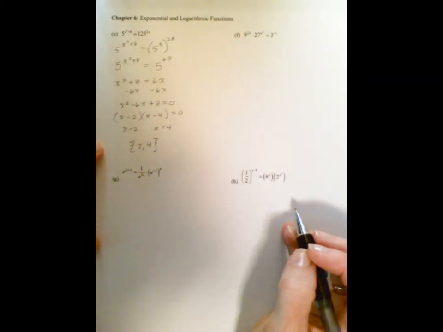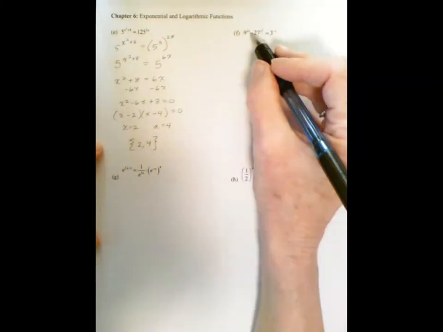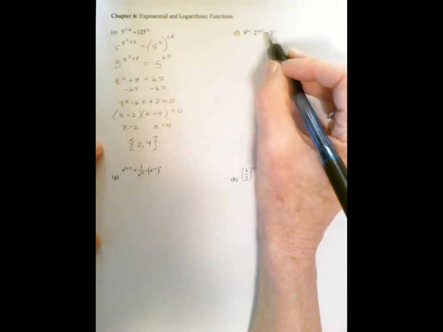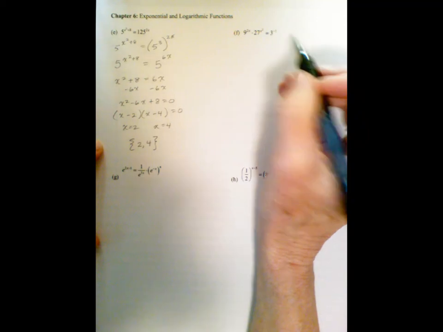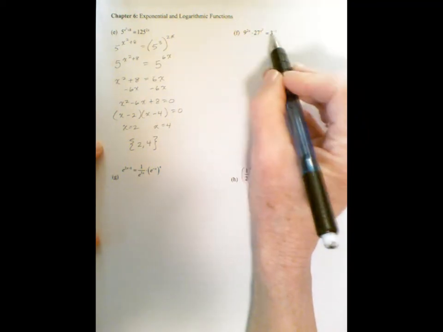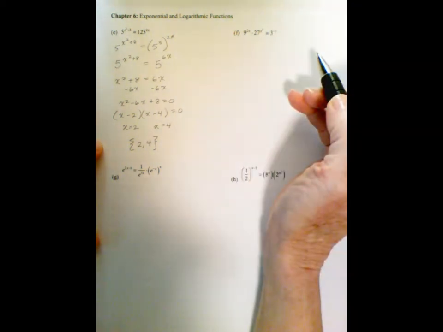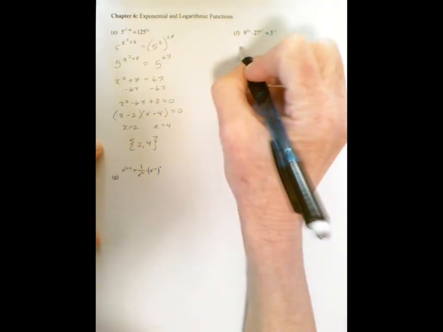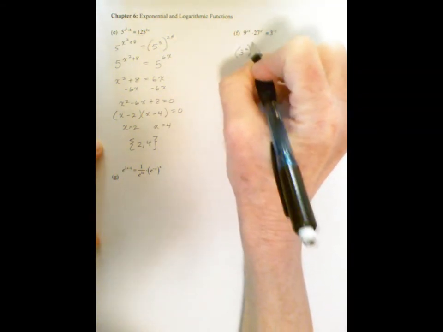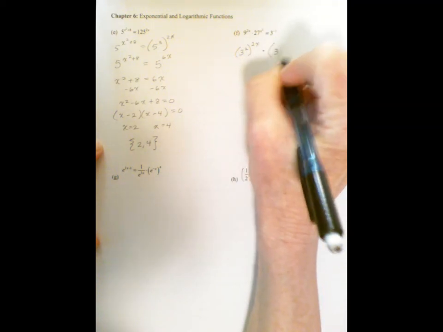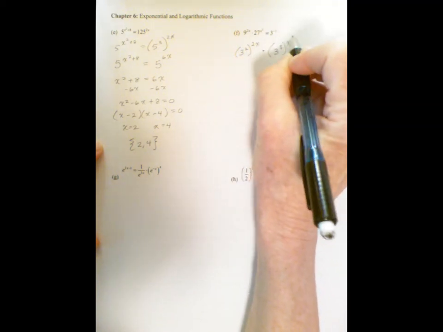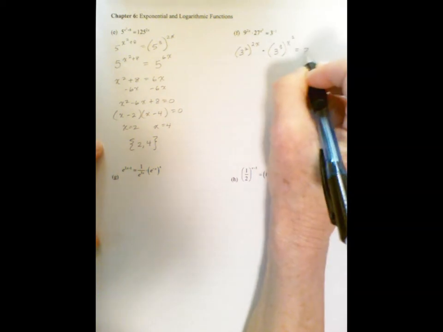All right, part F. We have 9 to the 2x times 27 to the x squared equals 3 to the negative 1. So the smallest number here is 3. Can we write all of these with a base of 3? Yes, we can write 9 as 3 squared, it's raised to the 2x, times 27 as 3 cubed, it's raised to the x squared, and then we have 3 to the negative 1.